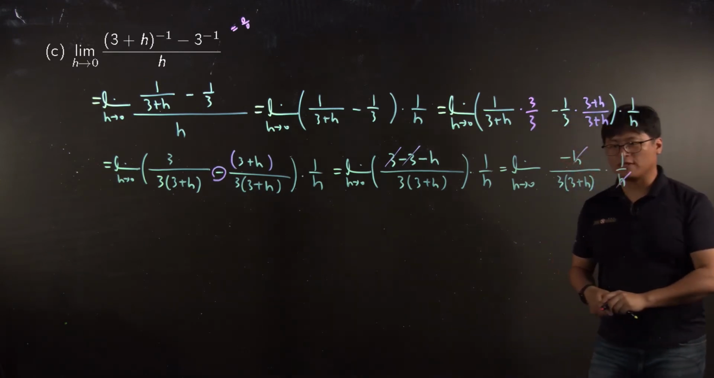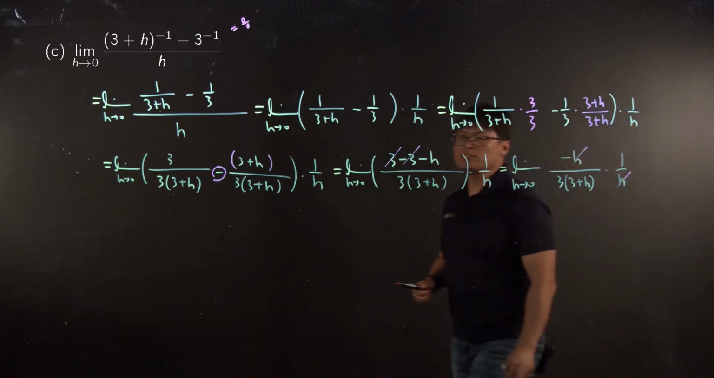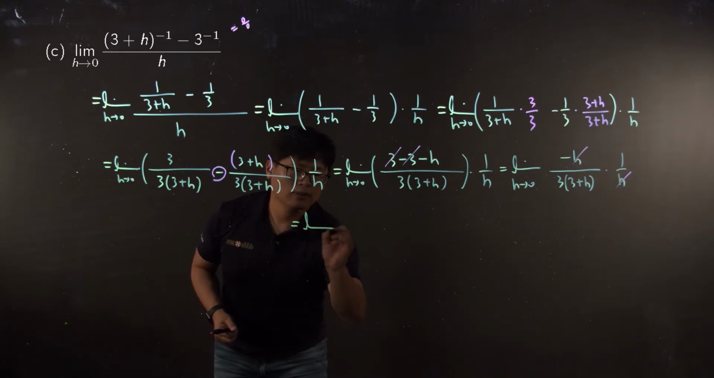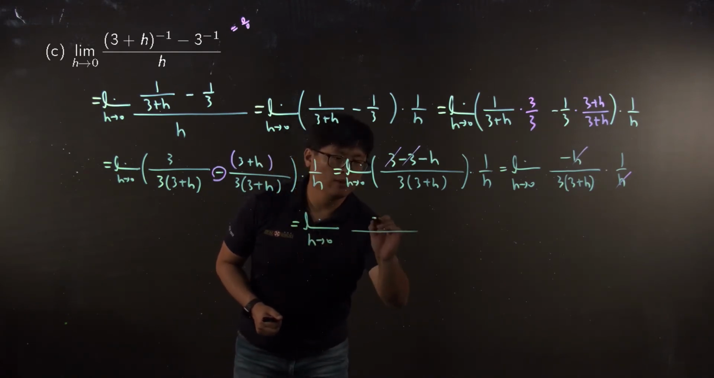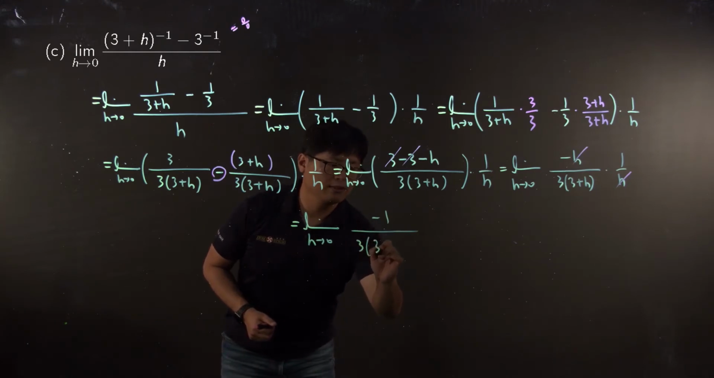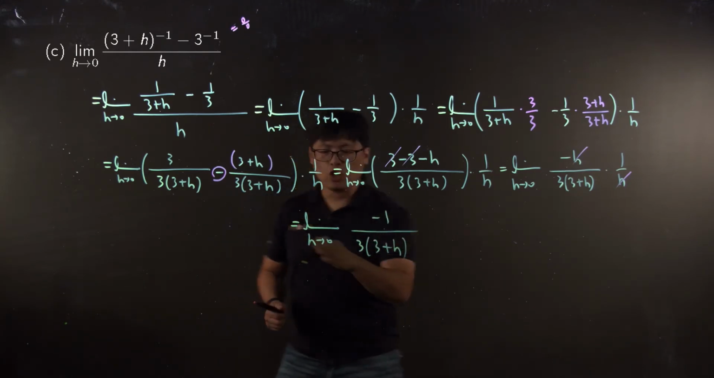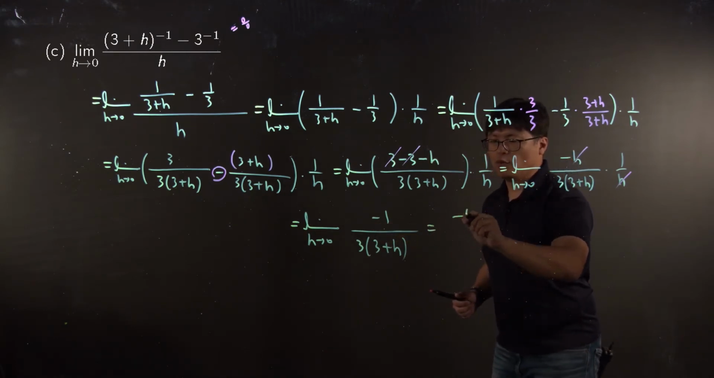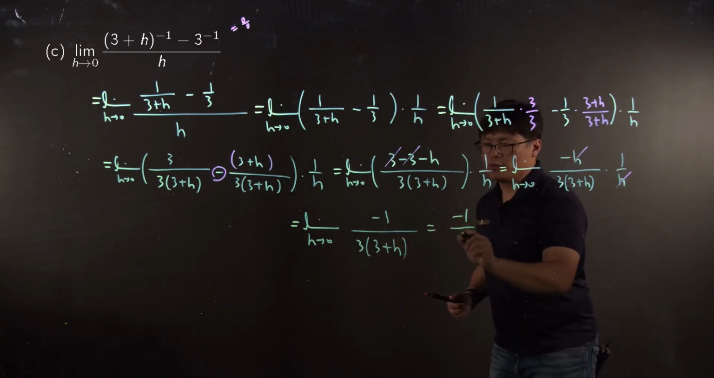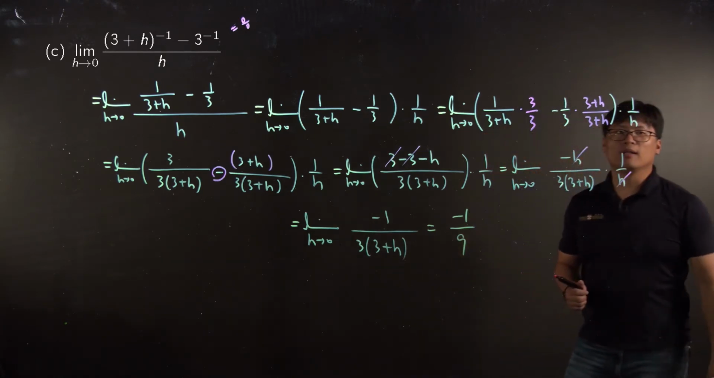Your zero factor must be cancelled out. We're almost there. It is equal to limit h goes to 0, negative 1 over 3 times. So at this moment, there's no problem plugging in h equals 0. It is negative 1 over 3 times 3, which is 9. That is your limit value.